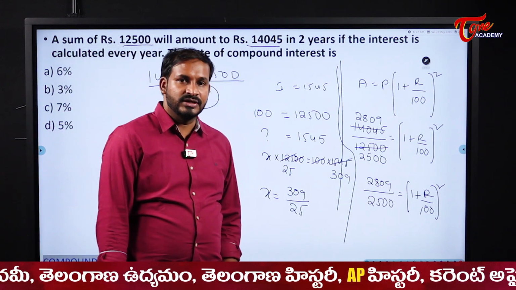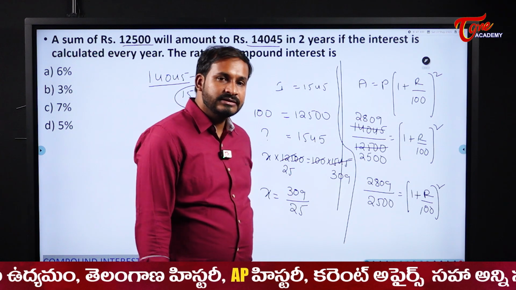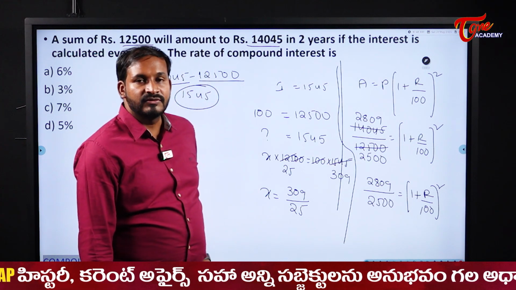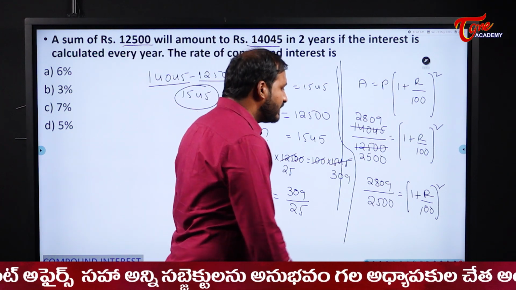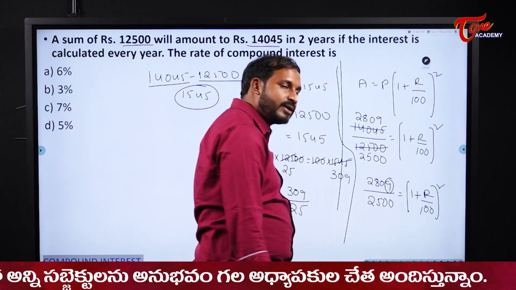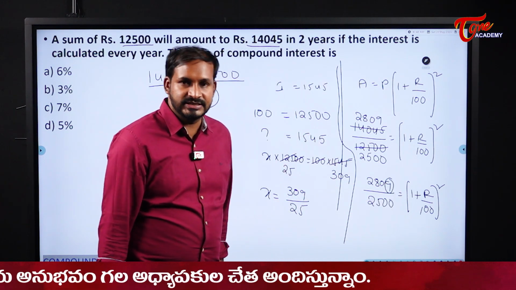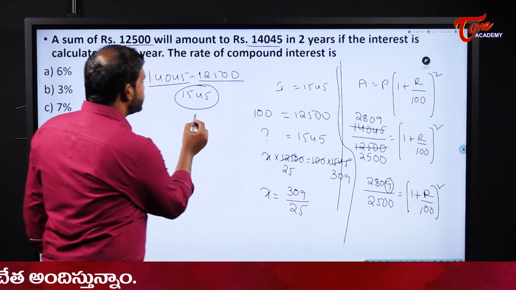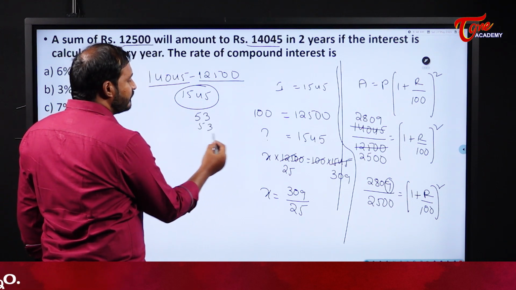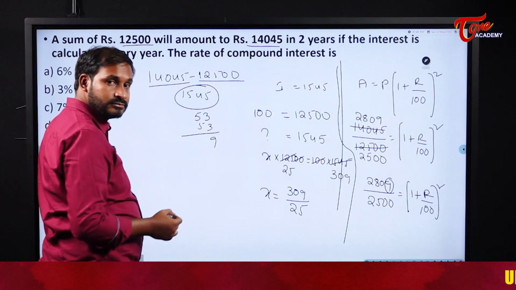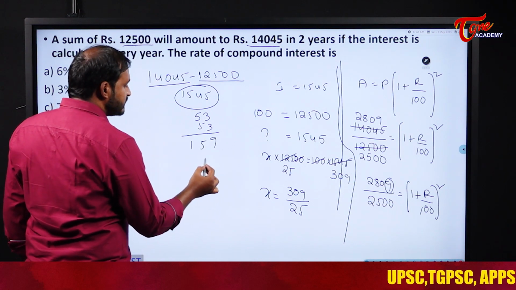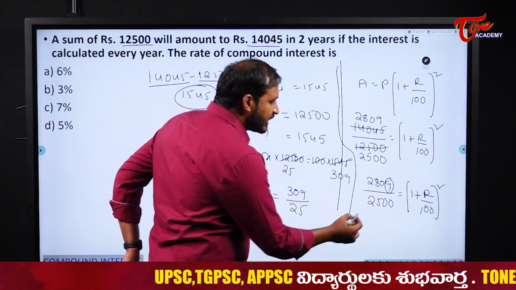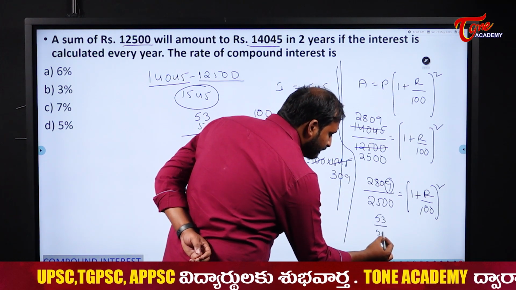Now observe this, students. Can I write this as the square of something? Yes, I can. I can write it as 53 square or 57 square. Why am I saying 53 or 57 only? Because the units digit is 9, so I will get either 53 or 57. Let me check 53 squared: 53 into 53, 3 threes are 9 and 5 threes are 15. Obviously I am getting the same number, which means this is the square of 53. So I can write this as (53/50)².